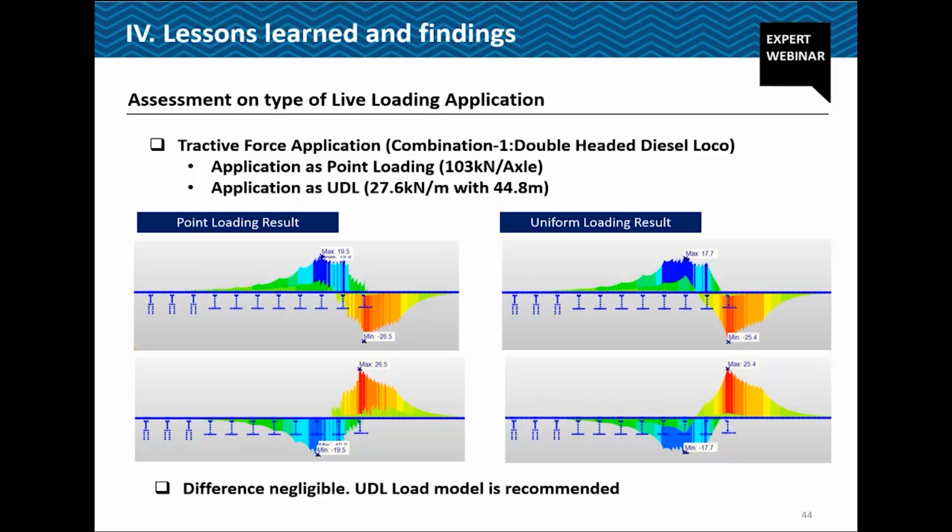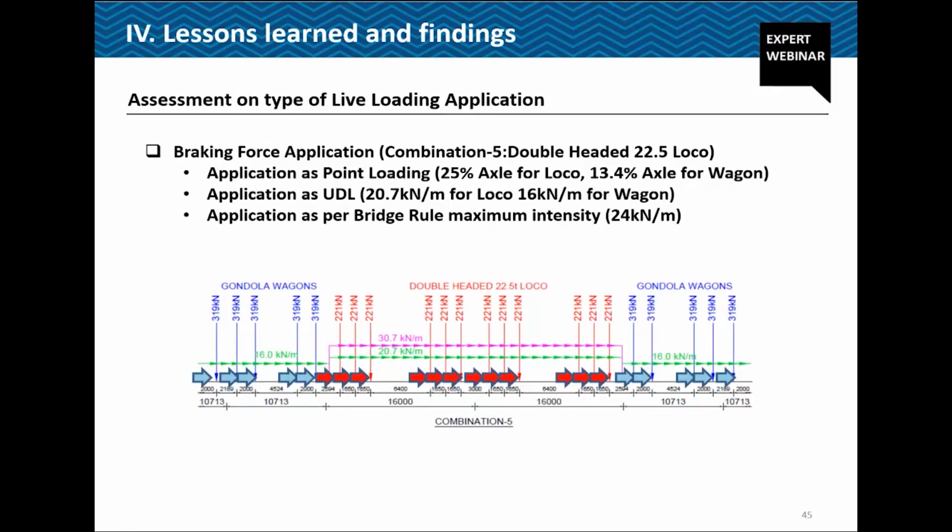And this is another case, in case of braking also. The previous slide was showing the traction case. In the traction case, even if we apply a high intensity of UDL or point loading, the total loading remains almost the same. But in terms of braking, if we follow the bridge rule, we get 24 kilonewton per meter if we take it from that table, bridge rule table 27. Whereas I don't expect such a high value for this gondola part.